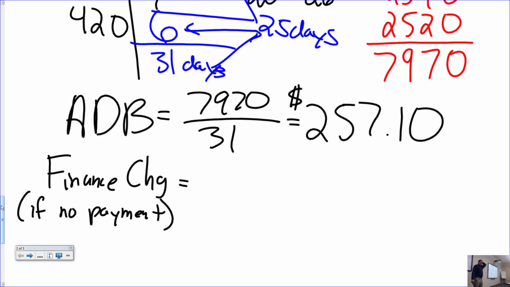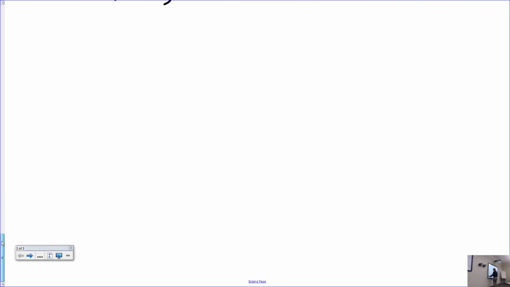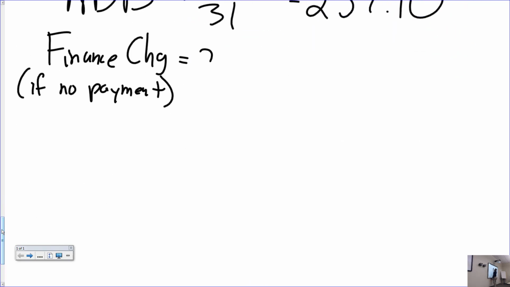Again, this is interest, folks, so it's good old PRT. And remember, this is the whole reason you calculated the ADB, right? Instead of using that 420 number, which is how much you owe, you're going to use the 257.10. That's P. What's R again? 19.9%. How am I going to write that? 0.199. Okay, good.